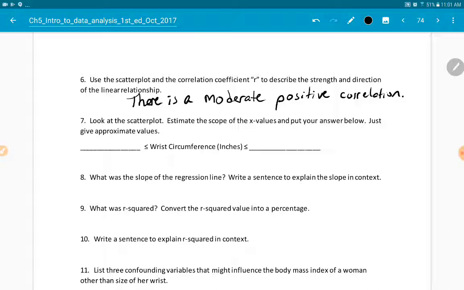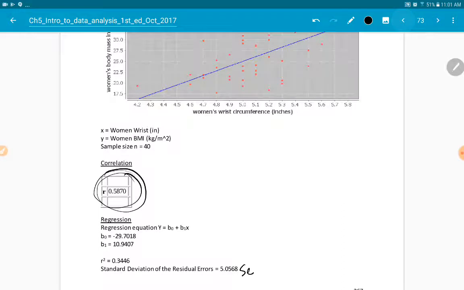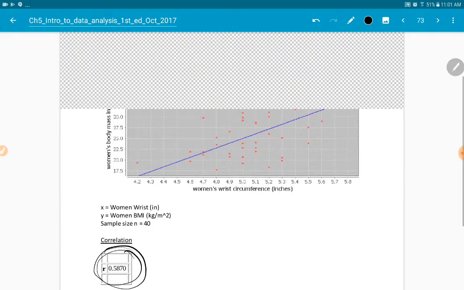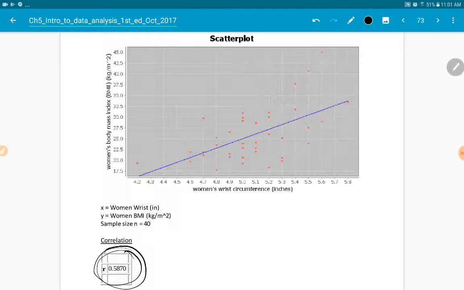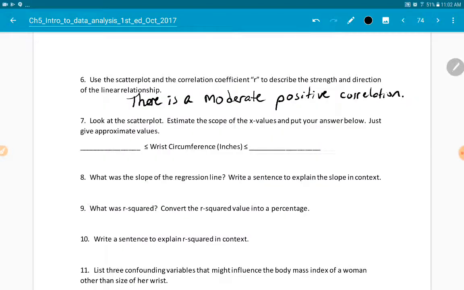So okay, now number 7. We're going to look at that scatter plot again, estimate the scope of the x values, and put those answers below. So the scope means I look at the minimum x and the maximum x. If I look at the lowest x value, go down to the x axis, I see that's about 4.2. And the maximum x is right on this line of 5.8. So my scope of x goes from 4.2 to 5.8. Okay, that's the scope of x.